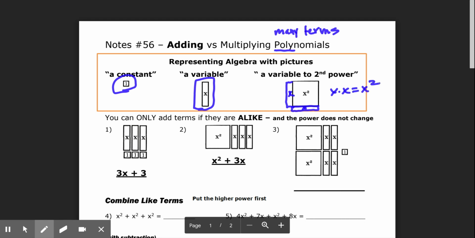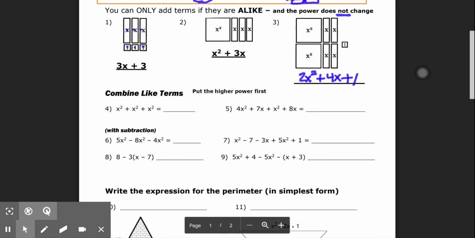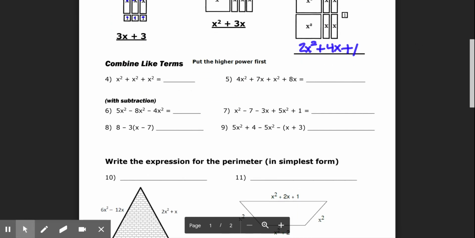If you take a look at problem 1, you can only add terms if they are alike, and the power does not change. So in this case, you have 1, 2, 3 x's plus 3 constants. On number 2, you have an x squared plus 3x. On number 3, you have 2x squareds, and then you have 4x's, so that's plus 4x, and then you have plus 1.